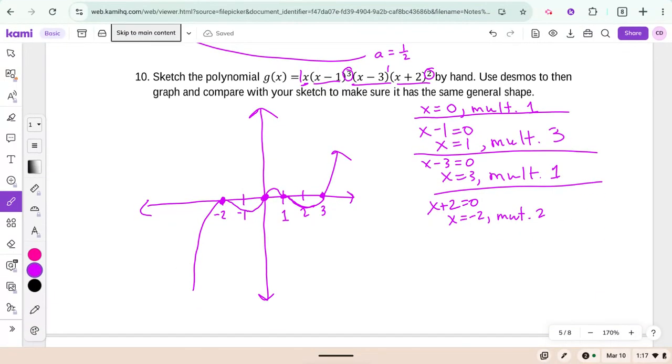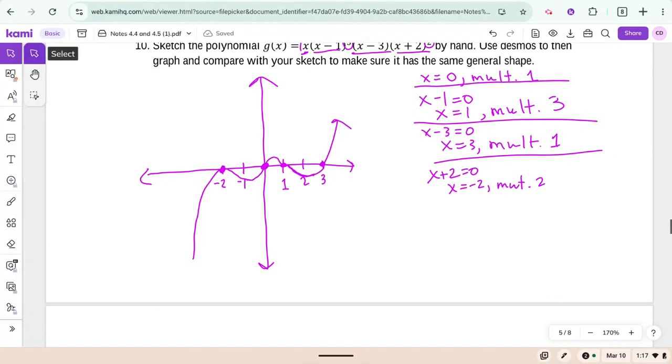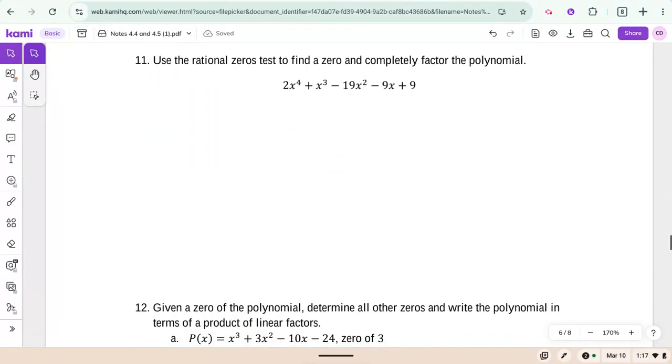All right, my goodness. Long notes today. Number 11 says use the rational zeros test to find a zero and completely factor the polynomial. So here, what I'm going to do is look at my p's and q's. So p's come from this number, okay? The factors of 9. The factors of 9 are plus or minus 1, plus or minus 3, and plus or minus 9. Those are the only numbers that divide evenly into 9.